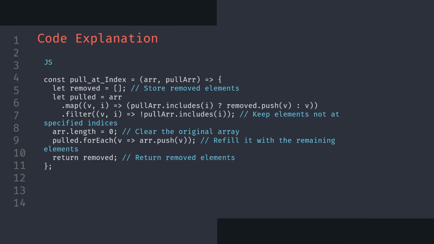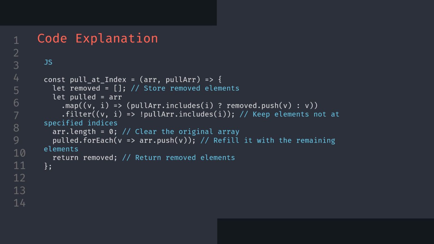Let's break this code down. We first create an empty array, removed, to store the elements that will be extracted. Use the map method to iterate over the input array and check if each index matches the ones provided in the pull array. If a match is found, add the value to removed. Otherwise, keep it.